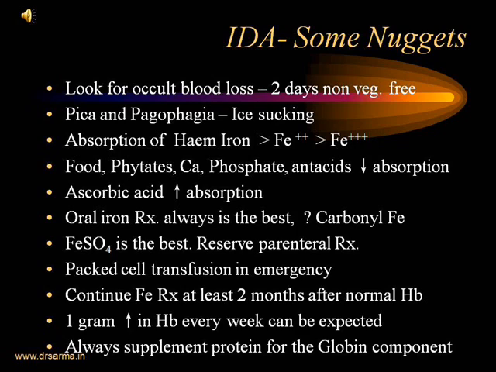Now, the question is, which form of iron should I give? Always the heme iron is better absorbed than ferrous iron. But ferrous iron is better absorbed than ferric iron. So, if we want to give an iron supplementation, the best thing would be to give heme iron. Otherwise, give ferrous iron, but not ferric iron, because ferric iron is not that well absorbed.